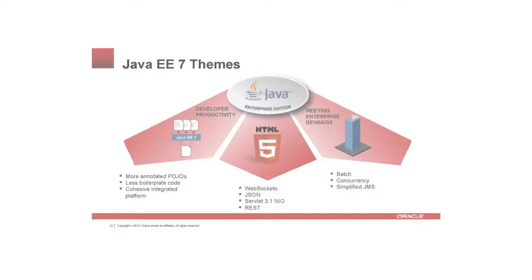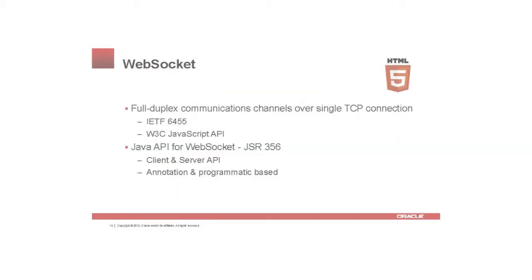And finally, on the enterprise front, we have added 2 new APIs. The batch API to do batch job processing. So that's something which is new in Java EE, and the concurrency APIs. We have also worked on simplifying some existing, widely used APIs. So, WebSocket.